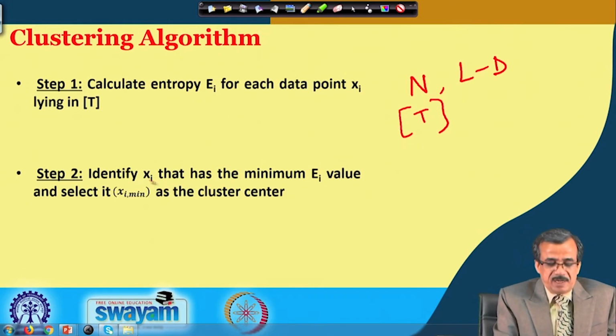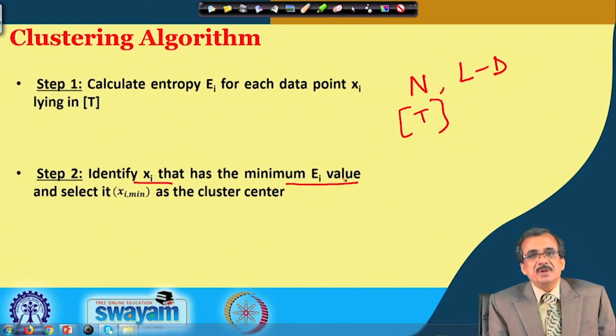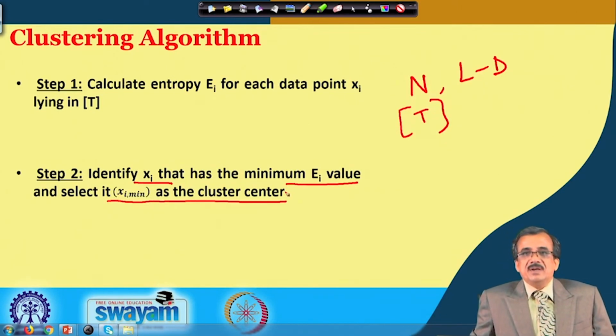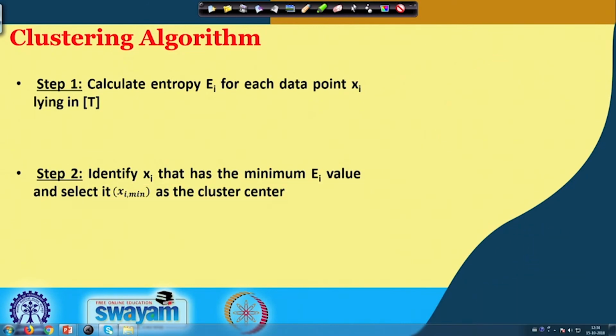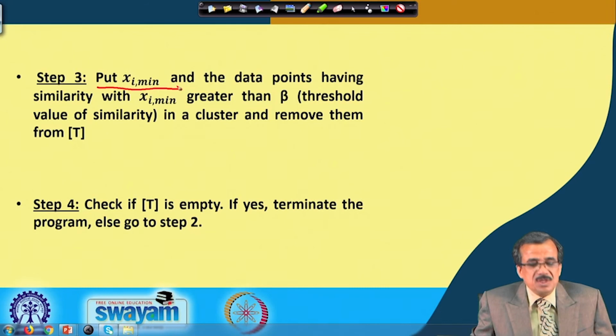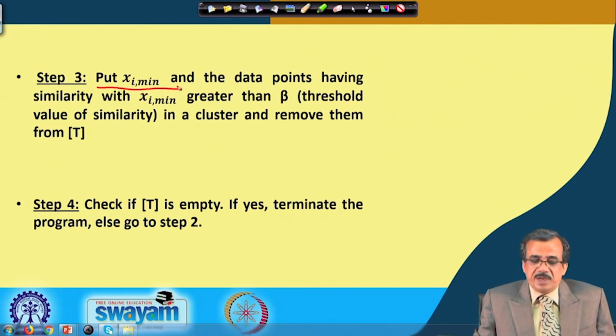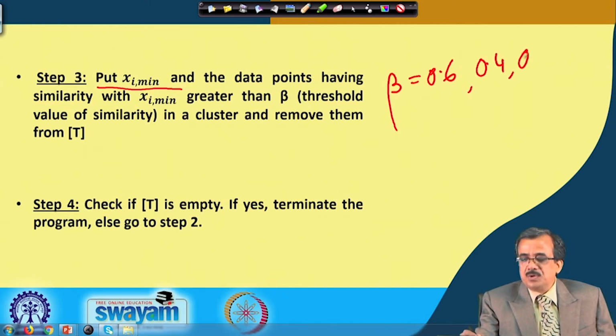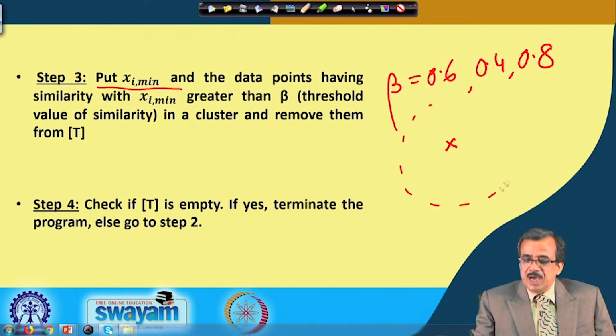So, step 2: we identify x i that has got the minimum entropy value and we mark it as x i minimum, and that is declared as the cluster center. So, we declare that particular cluster center, which has the minimum value of entropy. And once you have got that cluster center, in step 3 what we do is we put x i minimum and the data points having similarity with x i minimum greater than beta, and beta is nothing but the threshold value of similarity. So, the user is going to define what should be the threshold value of similarity. For example, this could be 0.6, it could be 0.4, it could be 0.8 and so on. And we have got this particular cluster center, and surrounding this we are going to define one cluster.